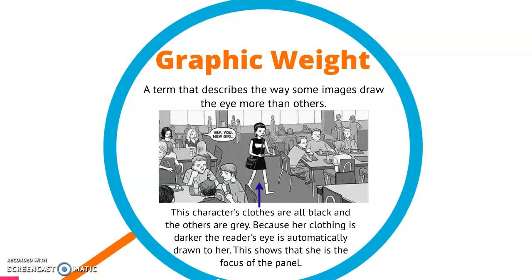Okay, graphic weight. A term that describes the way some images draw eyes more than others. This example here is this character's clothes are all black and the others are gray. Because her clothing is darker, the reader's eye is automatically drawn to her.